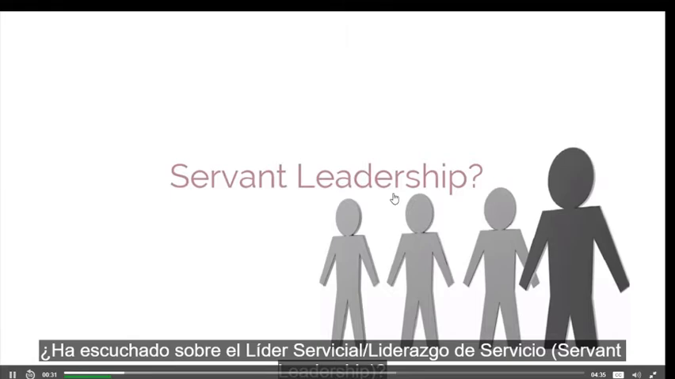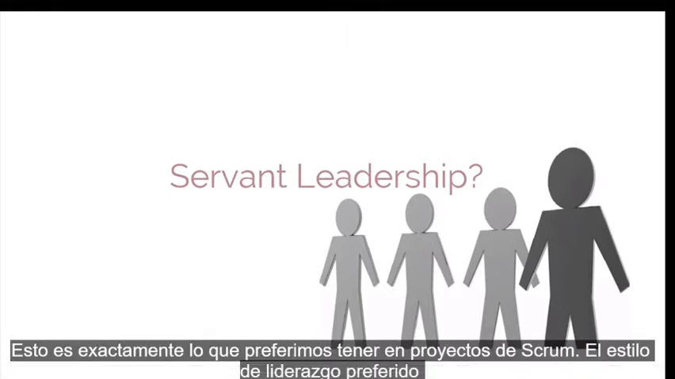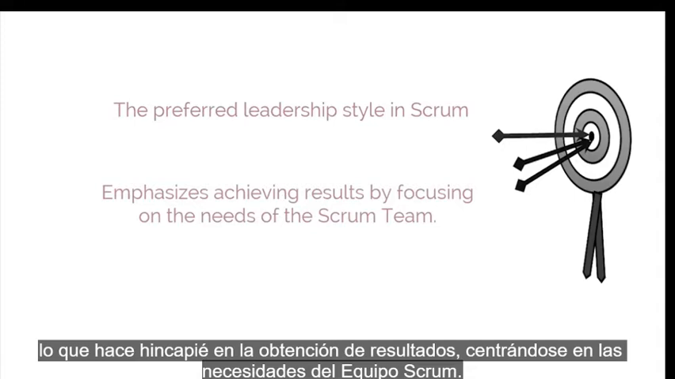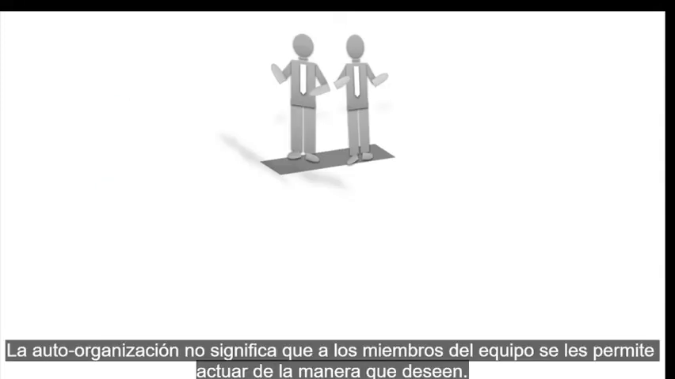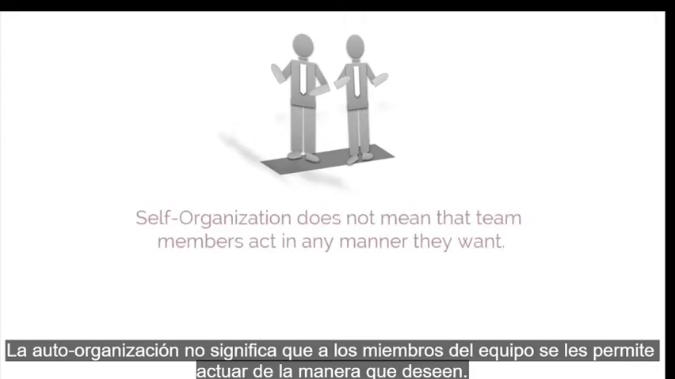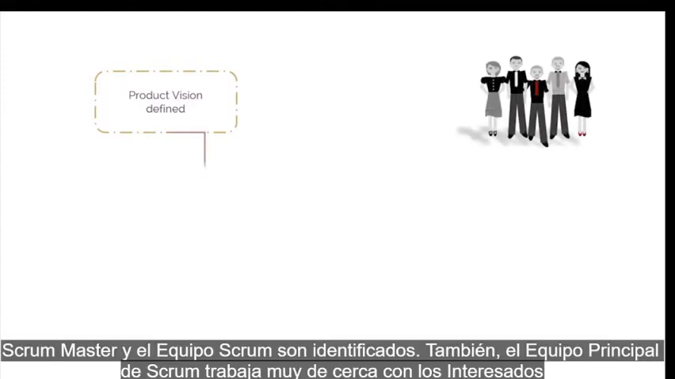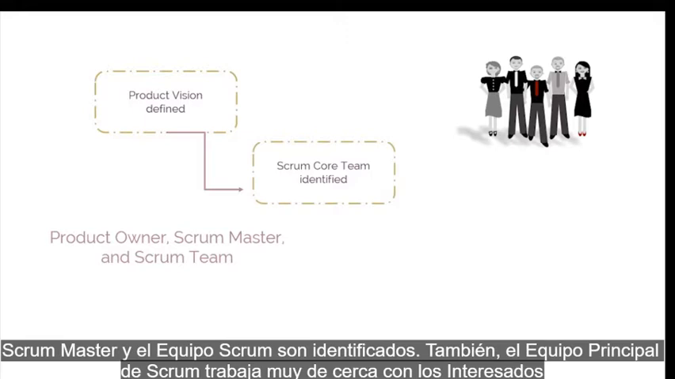Have you heard of servant leadership? This is exactly what we prefer to have in Scrum-controlled projects. The preferred leadership style in Scrum is servant leadership, which emphasizes achieving results by focusing on the needs of the Scrum team. Moreover, self-organization doesn't mean that team members are allowed to act in any manner they want to. Rather, it means that once the product vision is defined in the Create Project Vision process, the product owner, Scrum Master, and Scrum team get identified.